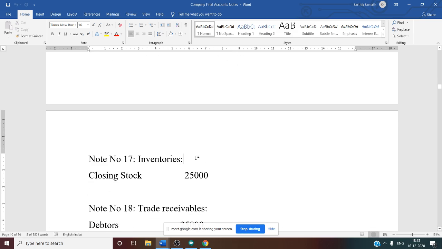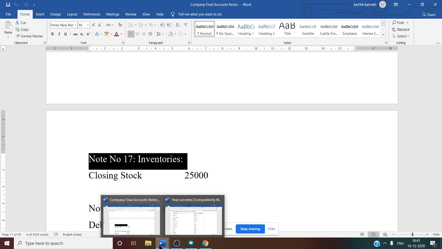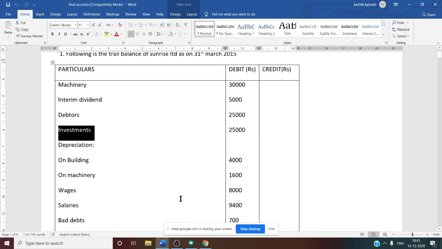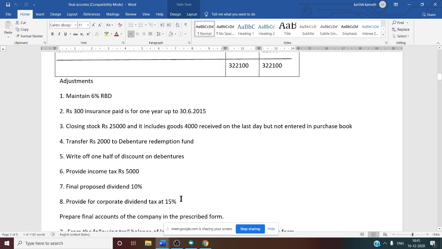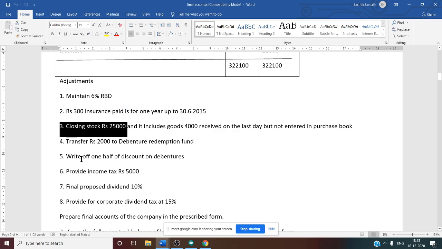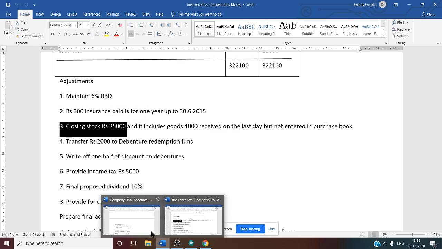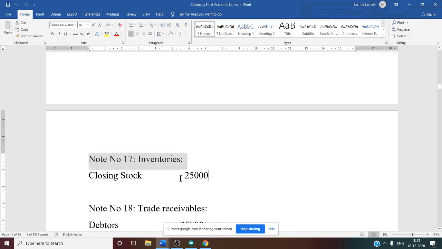Then working note number 17, inventory. In inventory you have to write only the closing stock. Under the balance sheet working note you write only the closing stock, and in the P&L working note, changes in inventory, you have to consider both and write the difference. So here the closing stock, 25,000, is given in the adjustment, so write that amount. That's it. Inventory over.